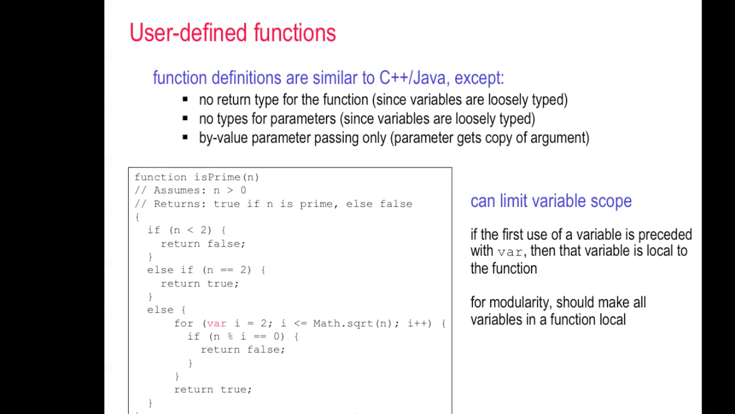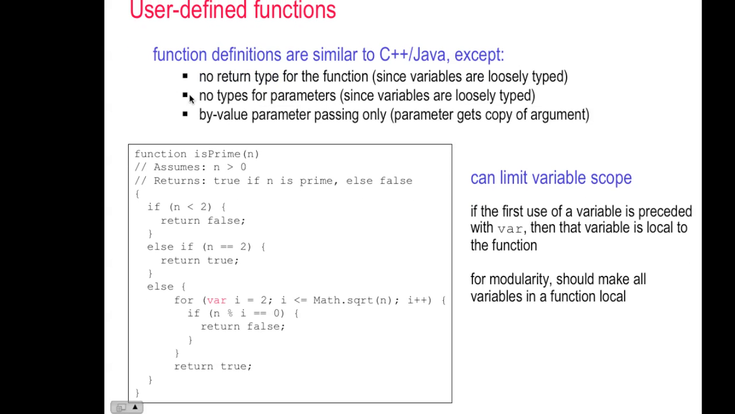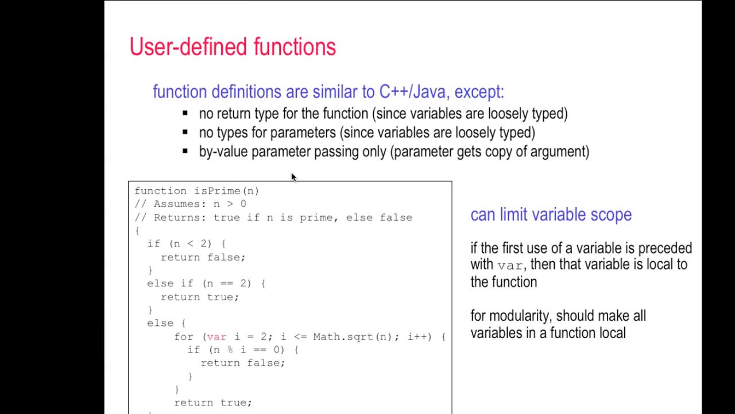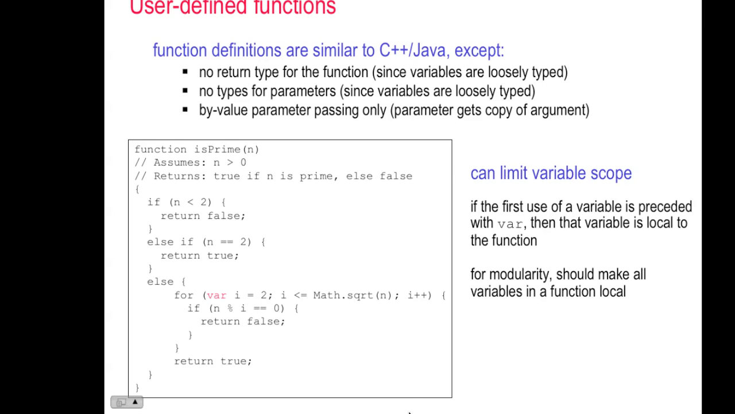User-defined functions. What we've done here is create a function whose definitions are very similar to C++ and Java. There's no return type for a function since variables are loosely typed, and no types for parameters since variables are loosely typed, and only pass by value parameter passing. If you're not familiar with other languages, this is not going to make any sense to you. But think no data types. We just say function instead of a data type.